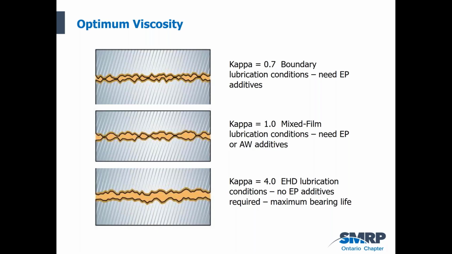Now, in theory, that may work. In practice, because not all surfaces are completely flat, we want to actually operate at a kappa above 1 so that we have a reasonable margin of error.